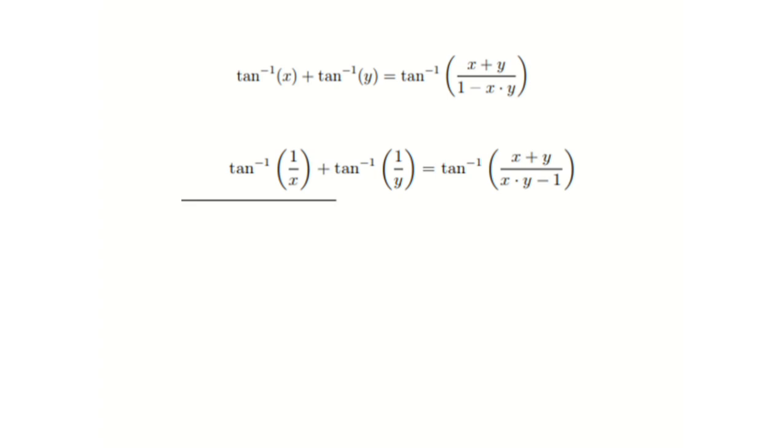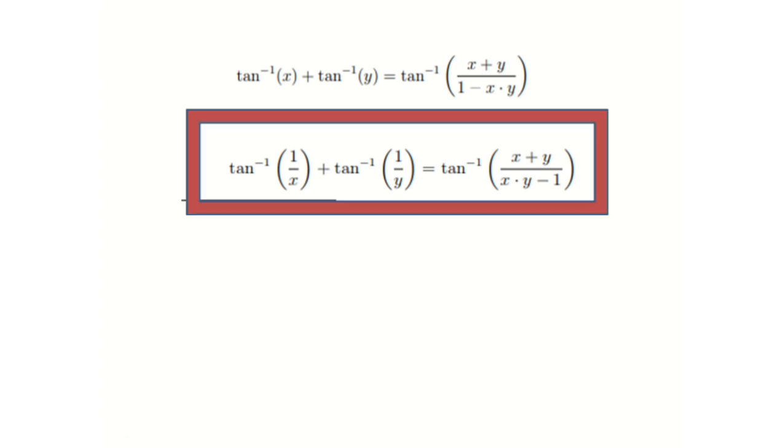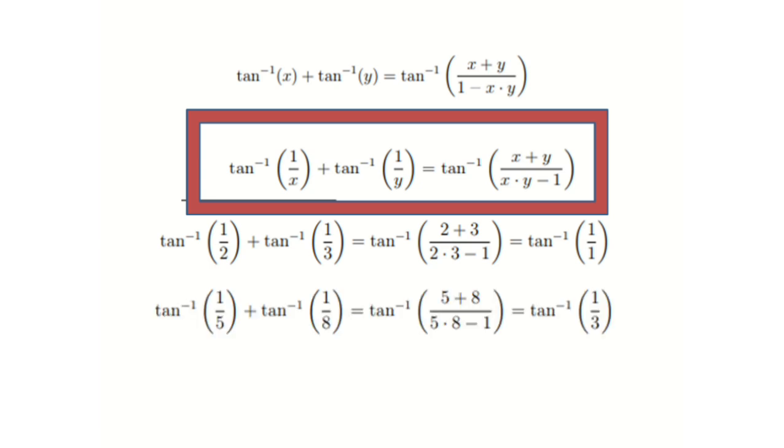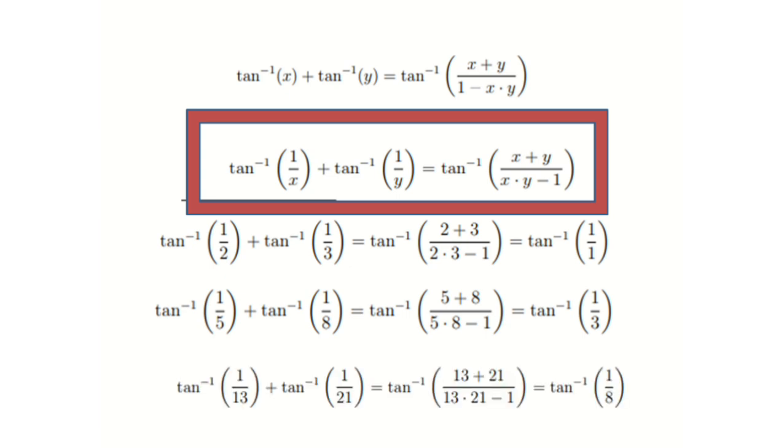So here, now if I start putting values for x and y, for example, let me put x equal to 2 and y equal to 3, I will get tan inverse 1. If now I put x equal to 5 and y equal to 8, I will get tan inverse 1 upon 3. And with 13 and 21, I will get tan inverse 1 upon 8. So you may notice a strange property about these numbers.